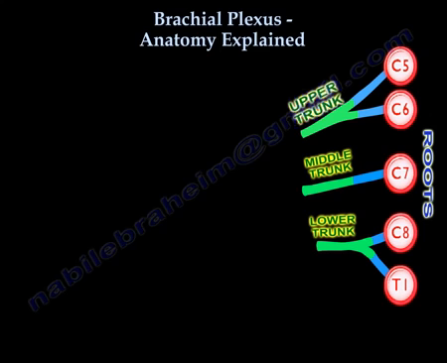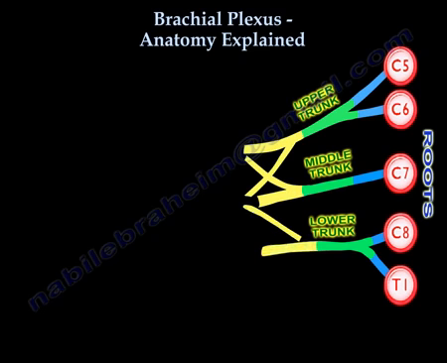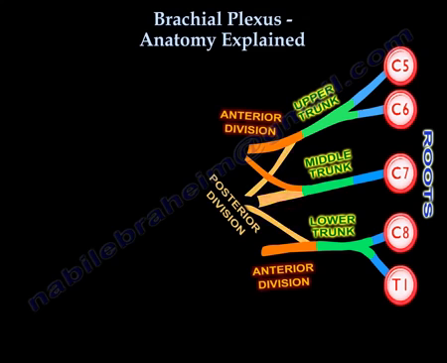Now we have 3 trunks, the upper trunk, the middle trunk, and the lower trunk. Look at the ground and see the roots of the tree. After the roots of the tree, what do you find? You find the trunk of the tree. Each of the 3 trunks will split into 2 divisions, anterior division and posterior division.